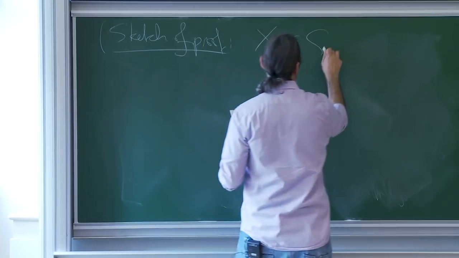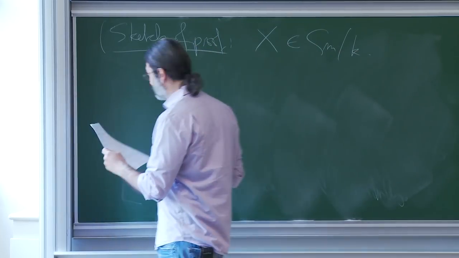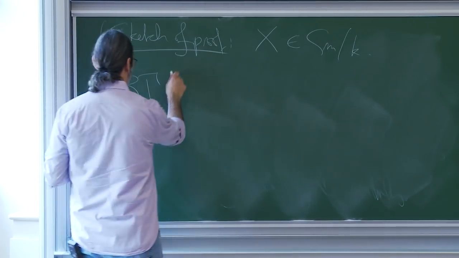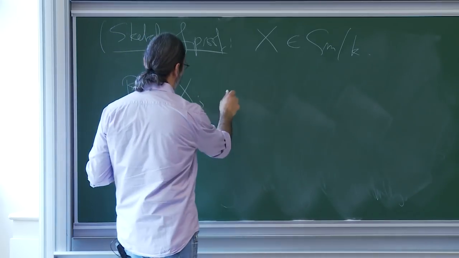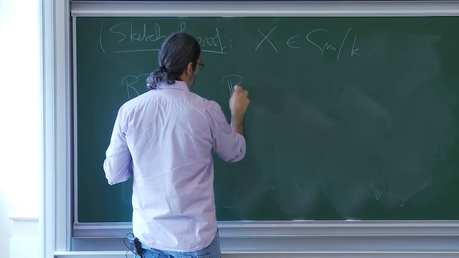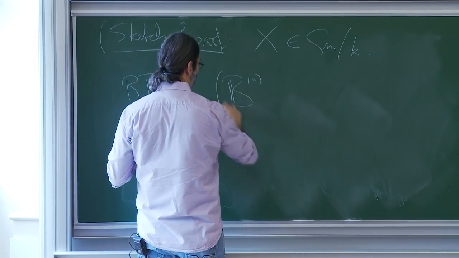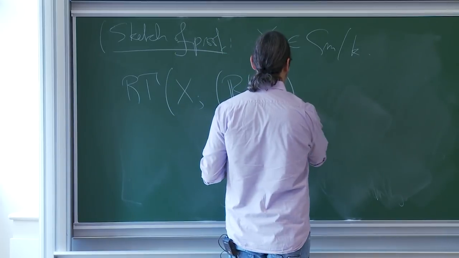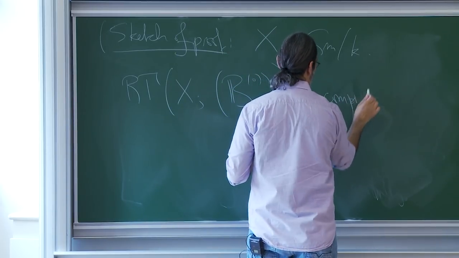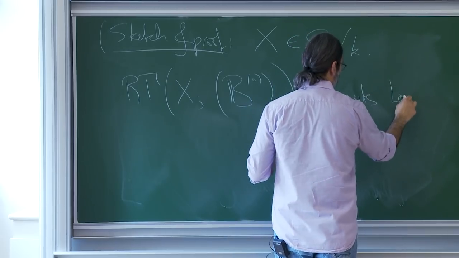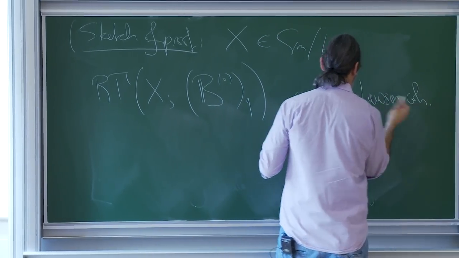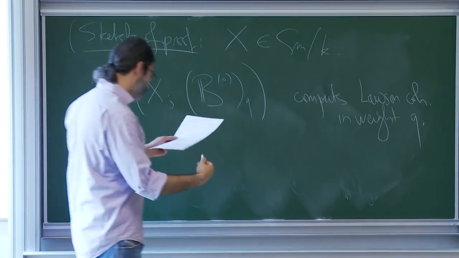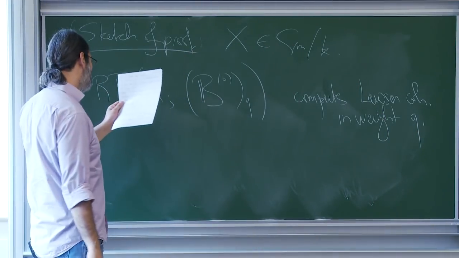So we fix a smooth variety X, and we would like to understand the global sections over X of this spectrum B. Okay, so we would like to show that this guy computes Lawson cohomology. This is our goal, in weight Q. Okay, so we go back to the construction of this spectrum.